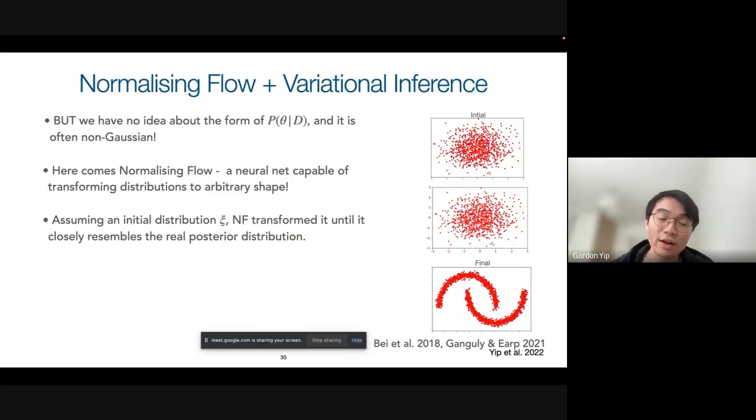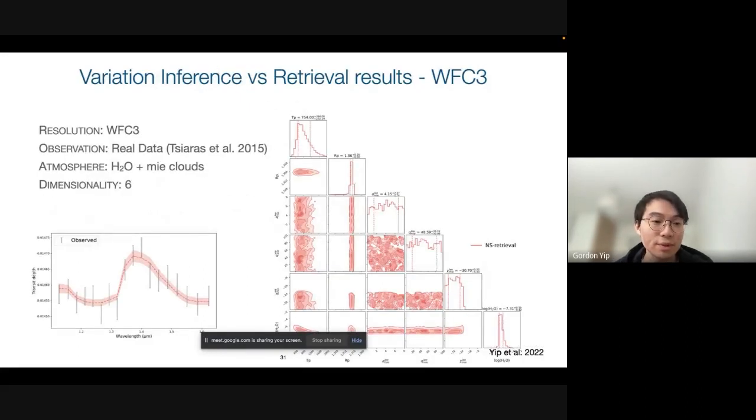On your right, you have an animation that shows exactly what happens. You go from an initial 2D Gaussian distribution through a normalizing flow, which you can think of as massaging the distribution into a half moon distribution. Combining the evidence lower bound and normalizing flow together, you'll be able to match the posterior distribution very, very well. So this is one of the results that we have.